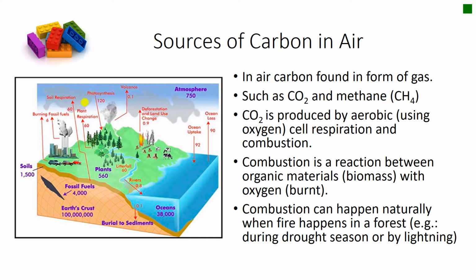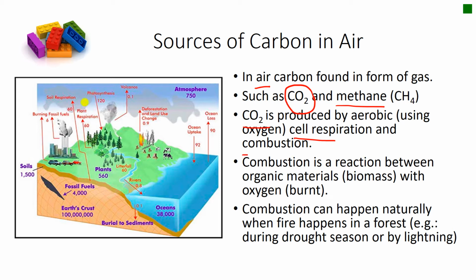Now we are going to talk about the sources of carbon in the air for the autotrophs, especially on land, to do photosynthesis. In the air, carbon can be found in the form of gases such as carbon dioxide and methane. I think you are familiar with carbon dioxide. Carbon dioxide is the gas produced by aerobic cell respiration, using oxygen, like what we do. We do cell respiration every second, right?